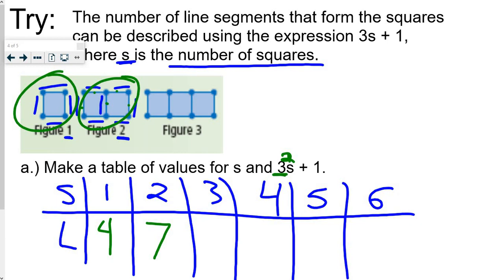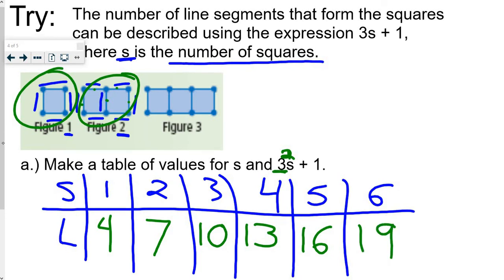Figure 3 has 9 plus 1 is 10. Figure 4 is 4 times 3, which is 12, plus 1, which is 13. Figure 5 has 5 times 3, which is 15, plus 1, which is 16. And again, it's going up by 3. 6 times 3 is 18, plus 1 is 19. So that's the amount of line segments there are.